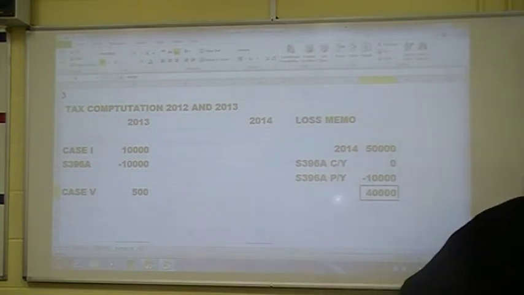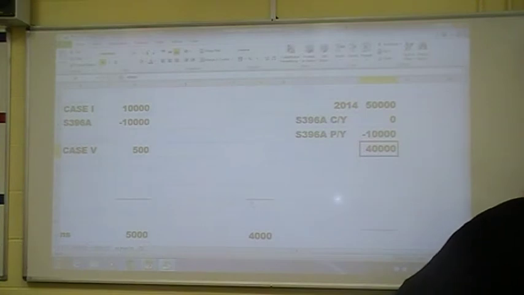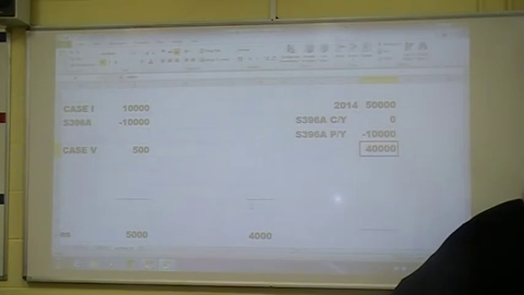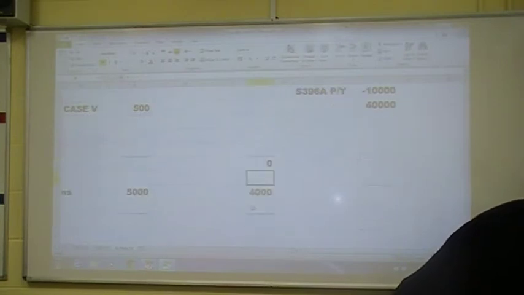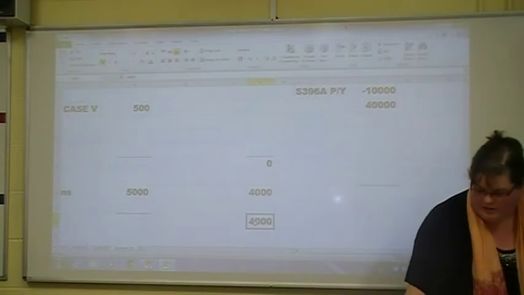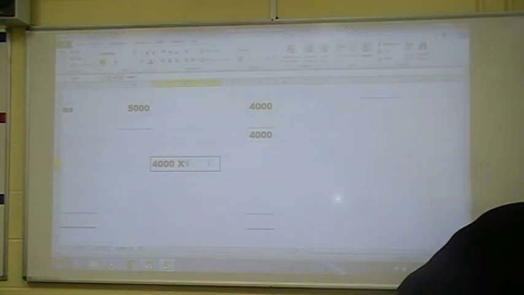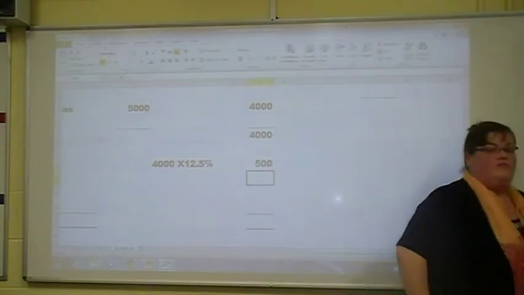So now we're going to calculate our tax for 2014 as normal, so we've no other income to make our total income. And we've got a chargeable gain of 4,000, so our total profits are €4,000. Just 4,000, is it? 4,000. And that's a chargeable gain, so it'll be at 12.5%, which is €500.